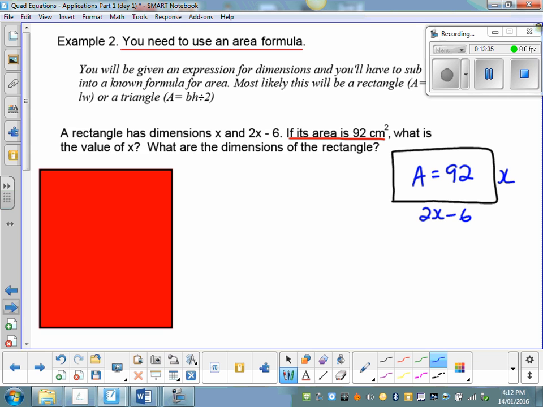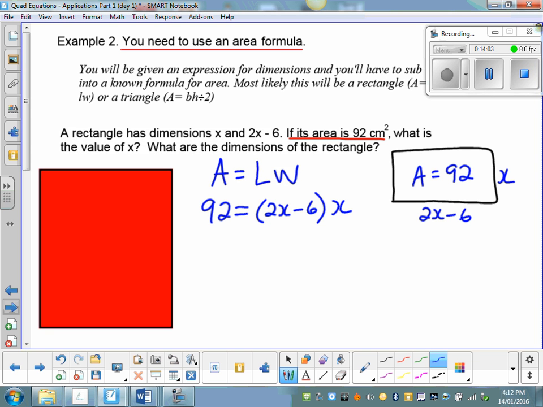So because they've given me the area of the rectangle, I'm going to use my formula for area, which is length times width, and then I'm going to substitute in what I know. So 92 is the area. The length here is 2x minus 6, and I multiply that by the width, which is just x.